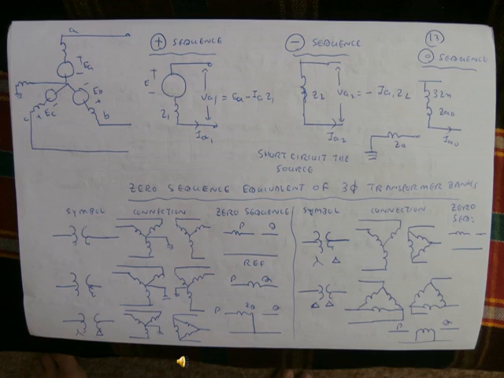And similarly, primary and secondary are connected in delta. So in this case, we can also draw the zero sequence impedance diagram. So those are the zero sequence impedance diagrams of the various connections of the three-phase transformer banks.